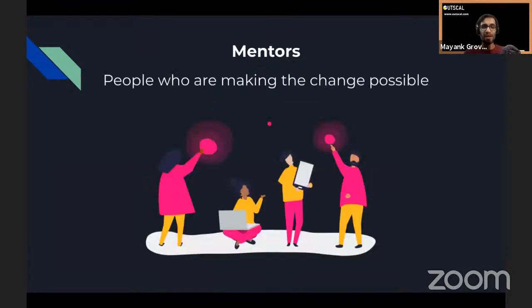Mentors are something that are very important overall towards the Outscal ecosystem. Typically, all your mentors are people who are currently working in the industry. These are people who have experience in terms of what they are going to be guiding you on. Mentors are typically people with anywhere from 2 years to 5 or 6 years of experience in the industry in that specialized role.